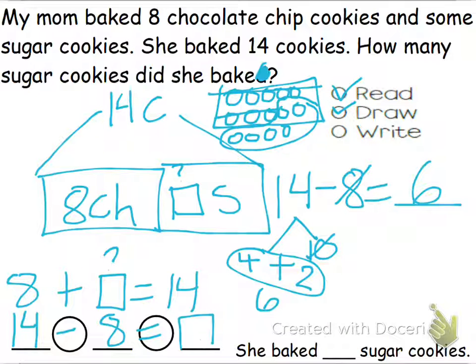You also could have counted on, by starting with 8 in your brain and counting on and putting a new finger up as you go. So you could have said 8, 9, 10, 11, 12, 13, 14. So you knew you had 6 fingers up, so you knew it would have been 6. You could have also counted down. You could put 14 in your brain and count down 8 times. 14, 13, 12, 11, 10, 9, 8, 7, 6. So you could have done it that way as well. Those are all some strategies that you can use. So we know there's 6 sugar cookies that she baked. So she baked 6 sugar cookies.